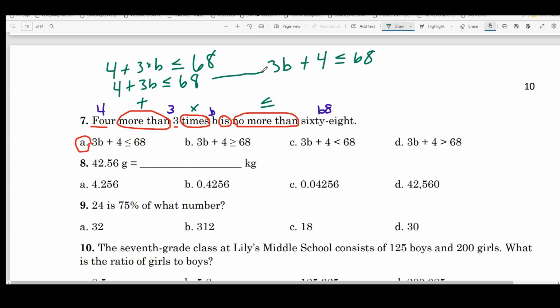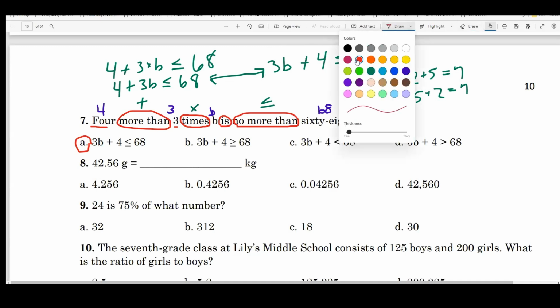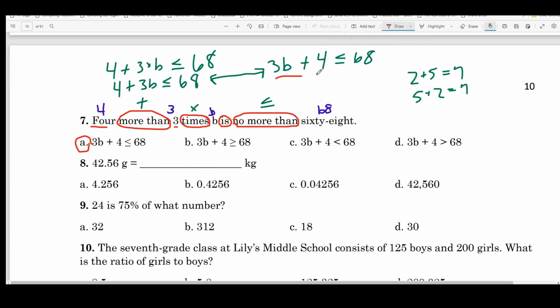Now, these two are the same answer because order does not matter with addition. If I do 2 plus 5, that's 7. If I do 5 plus 2, it's still 7. But you need to be aware that these answers are the same. More times than not, the answer form will be in the second choice with the 4 in the back, or the value in the back, but just be aware that it could be presented any way.